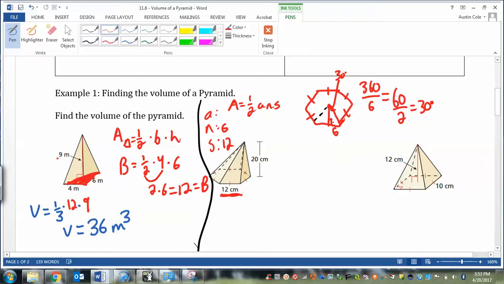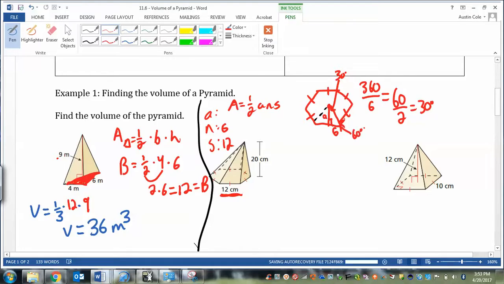Okay, we don't know the hypotenuse, but we really don't care at this point. We want to know the apothem. So there's two ways to do this. If you recognize it's a 30, 60, 90 triangle, you can do it that way. I'm going to do it with full-on trigonometry.